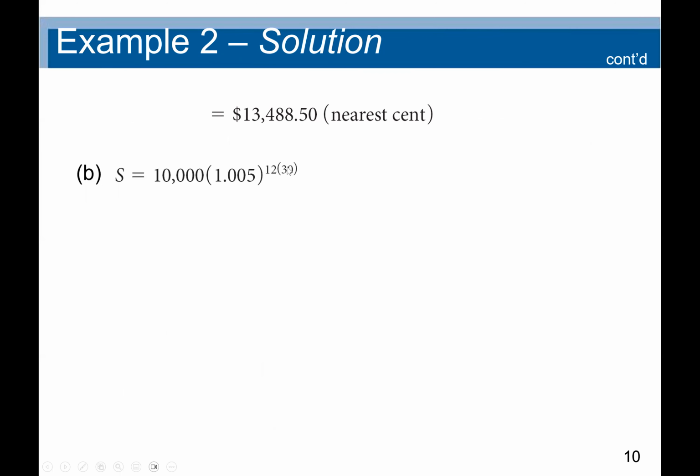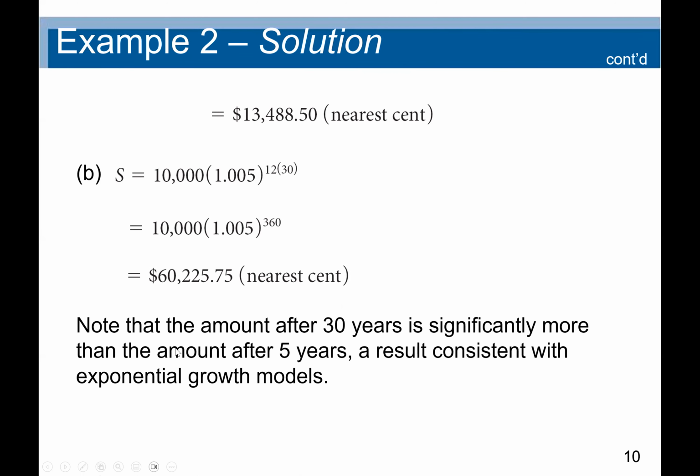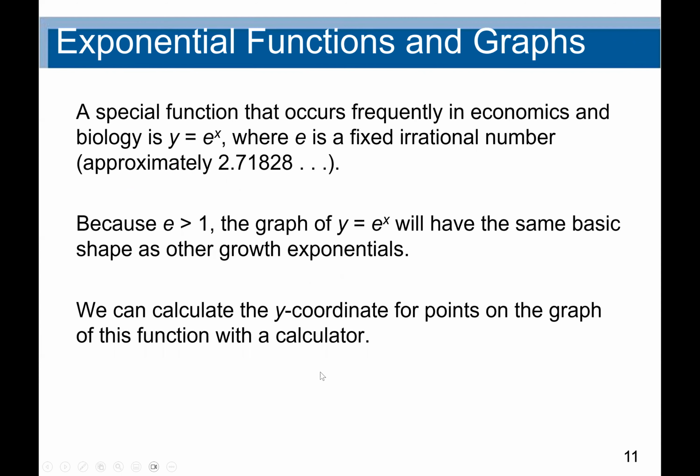Now in part B, the time is 30. So we substitute x with 30 and we use our calculator. And our solution will be 60,225.75. Now we should note that the amount after 30 years is significantly more than the amount after 5 years, a result consistent with exponential growth models. So as the time increases, the amount will increase exponentially.